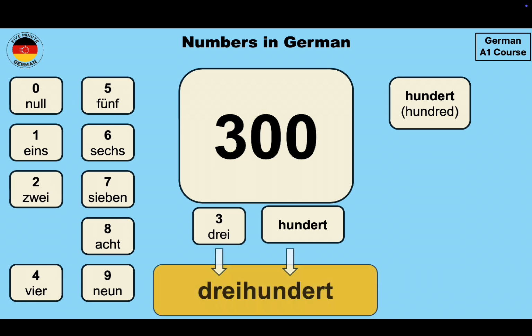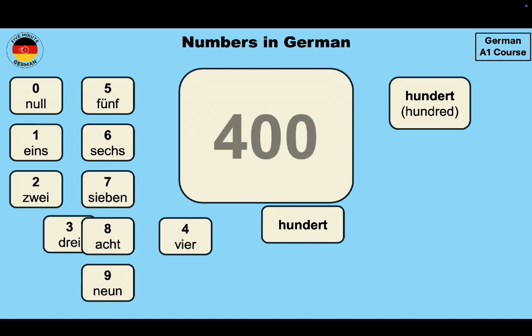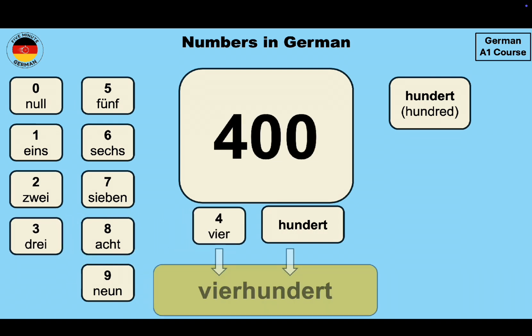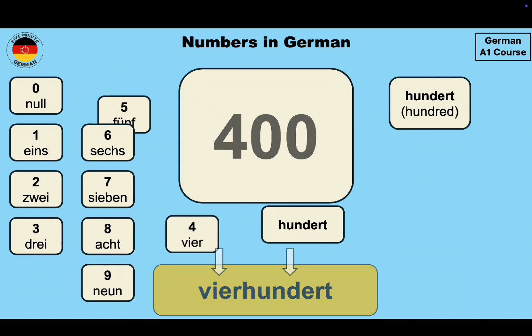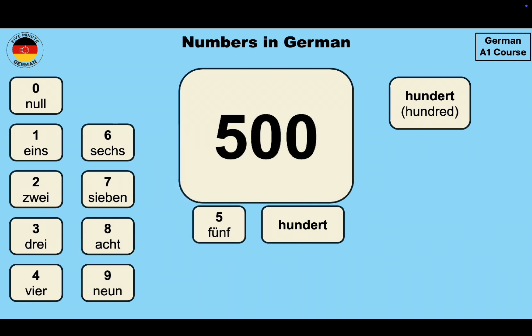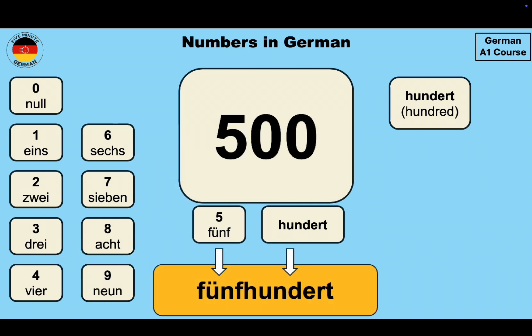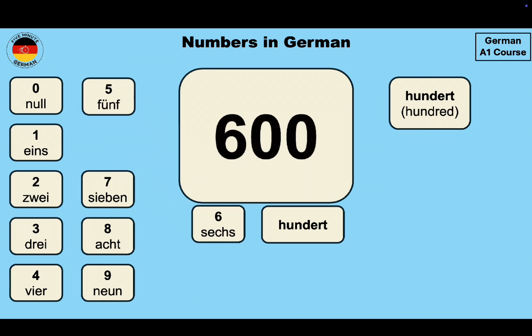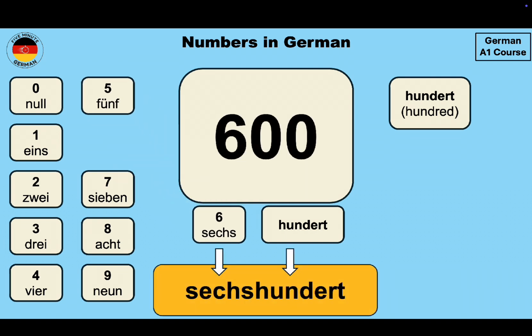So 3 at the start and 100 at the end. So 300. Then 400 for 400. 500 will be 500. 600 will be 600. In this case, we do not remove the s at the end.